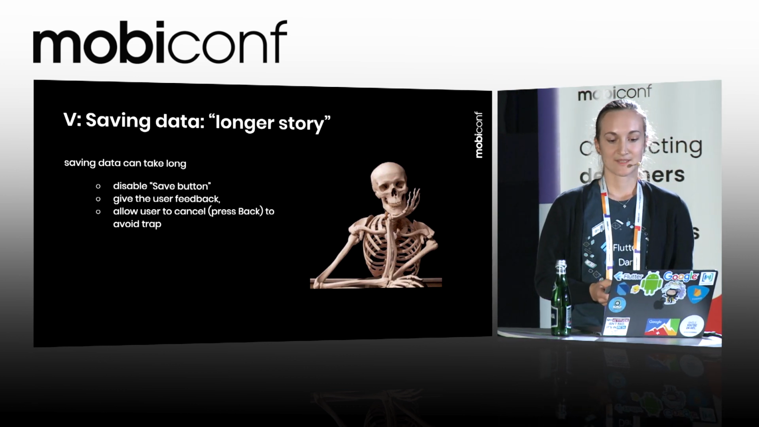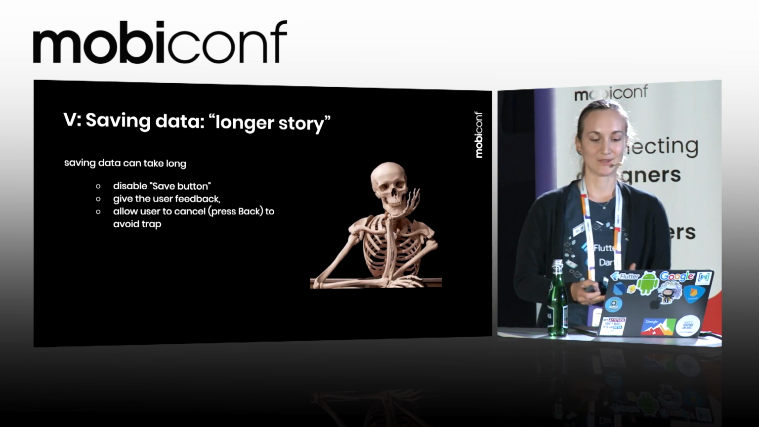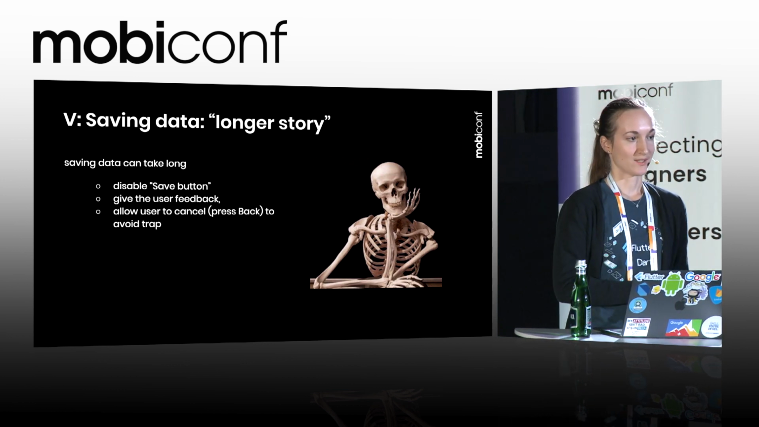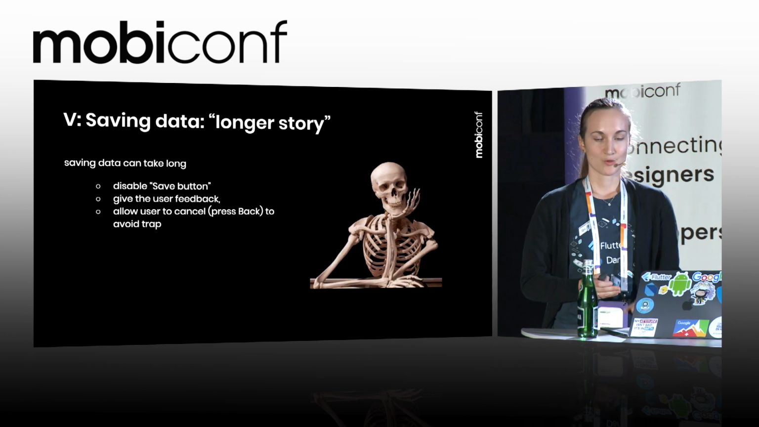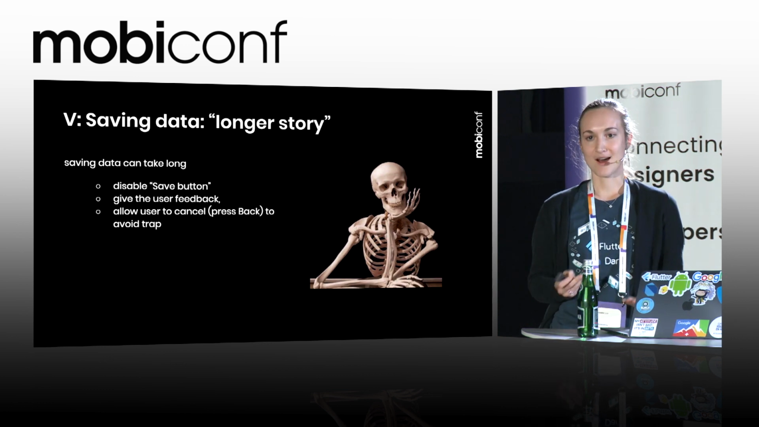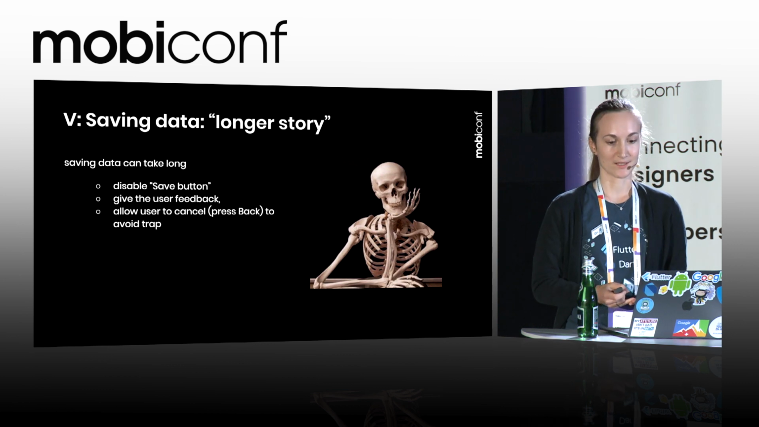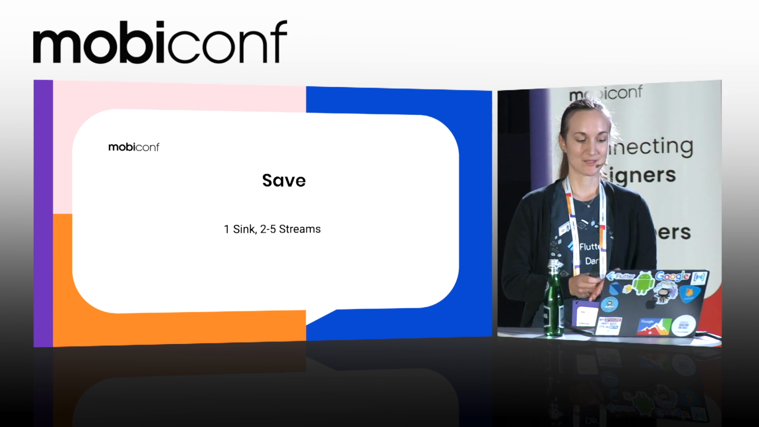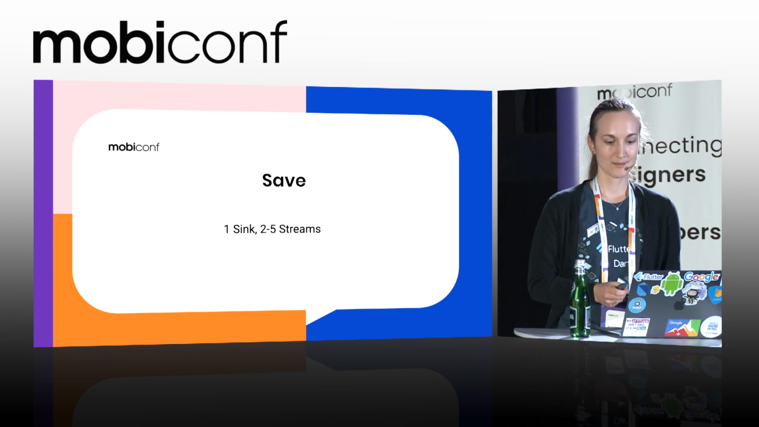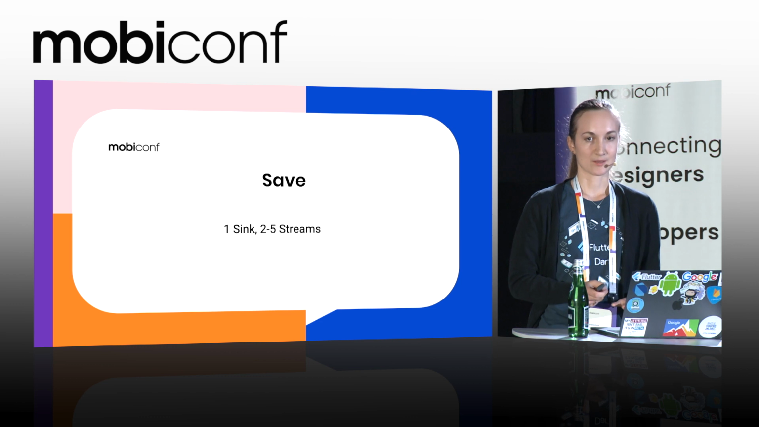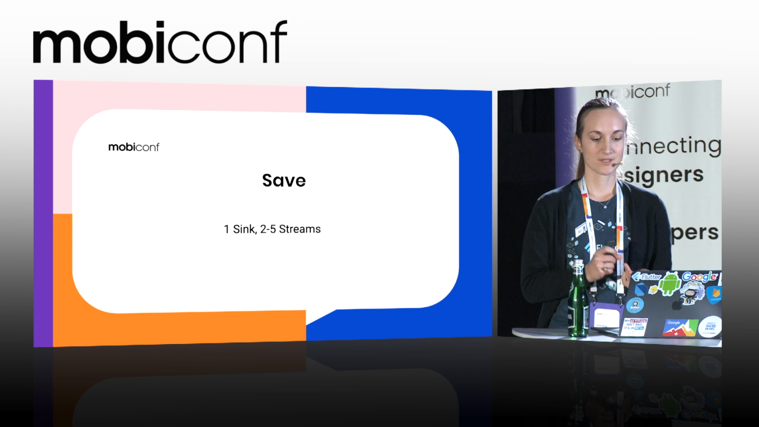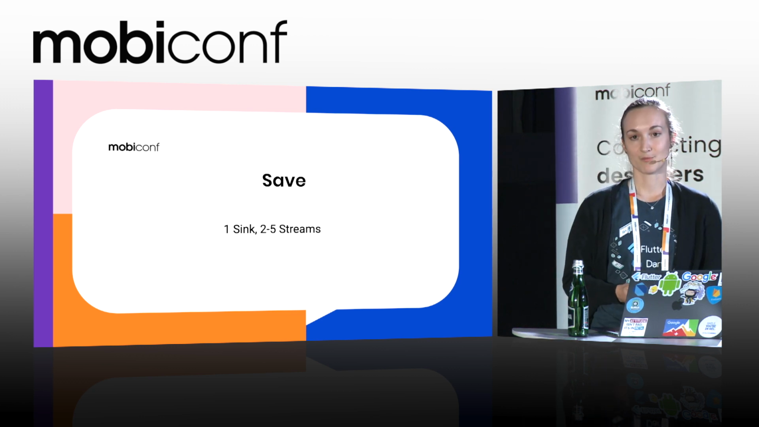Another problem is that saving data can take a little bit longer. And during this time, we should disable the Save button and show a progress indicator to make sure that the user doesn't save hundreds of objects by smashing the Save button. And to implement this business logic, we need one sink, Save button, and about two to five streams: show error, close screen, clean fields, show progress indicator, and show confirmation dialog.